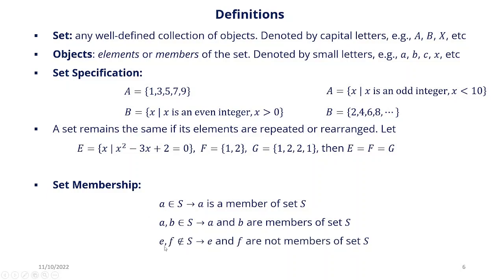We can also say E, F not in S. Whenever you see this symbol that looks like E stroked out like this, it means "not in". It's not a member of a set. That implies that E and F are not members of set S.